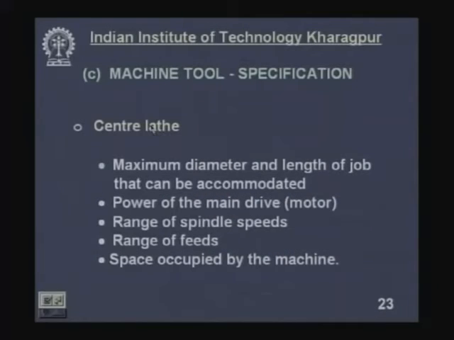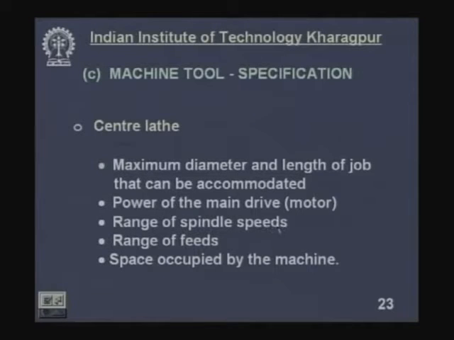For example, central lathes: maximum diameter and length of the job that can be accommodated. In earlier days, the lathe was specified by the length of the bed. Length of the bed is not that important, but what is more important is the maximum length of the job and maximum diameter of the job that can be accommodated, which is the most important part that you have to mention. Power of the main drive, that is called kilowatt.